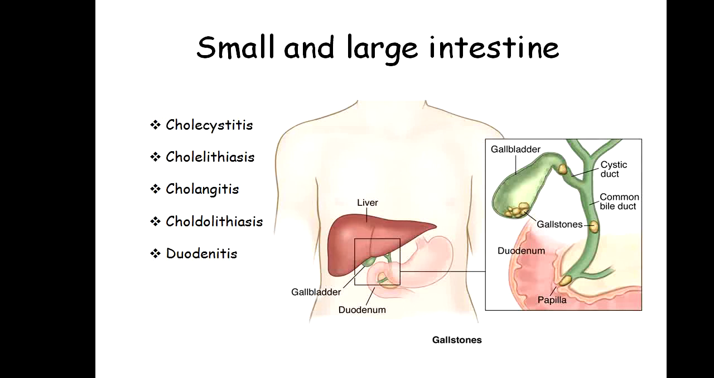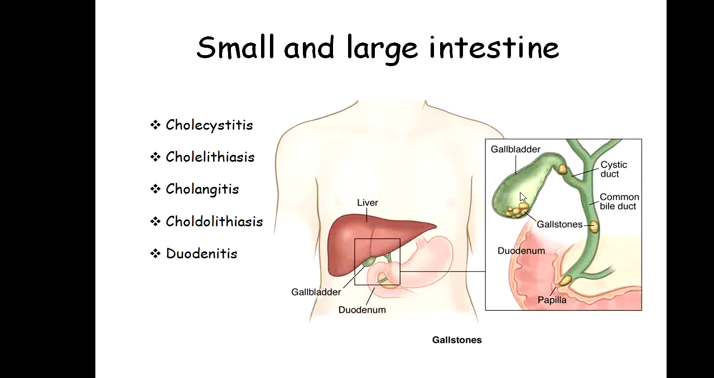First of all, cholecystitis. Sometimes we can call it cholecystitis or cholecystitis. The word cystitis means the inflammation of the bladder. Cystitis just means the inflammation of the urinary bladder. But cholecystitis means the inflammation of the gallbladder. Only cystitis means the inflammation of the urinary bladder, while cholecystitis means the inflammation of the gallbladder.